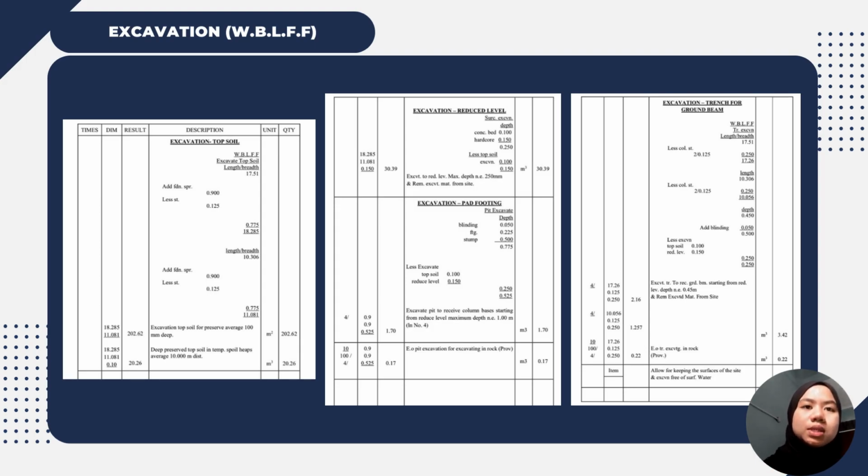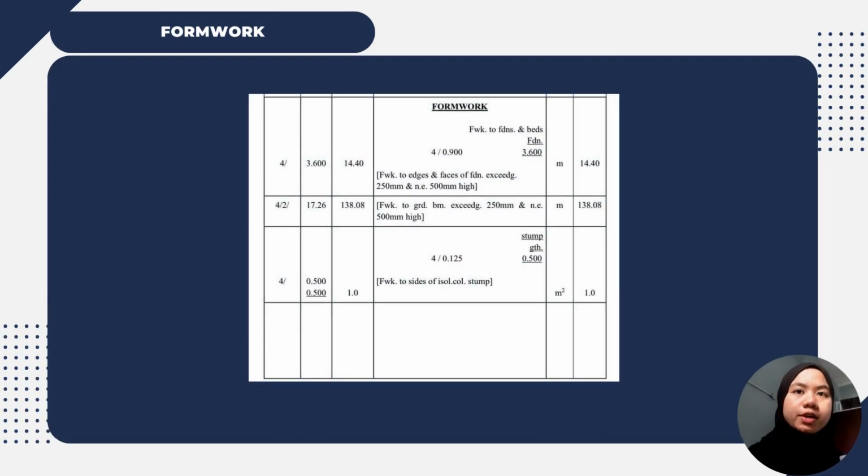From the excavation, we can see the excavation of trench, excavating in roof, is 0.22 meter cube. This item allows keeping the surface of the site and excavation free. For formwork to foundation and back foundation is 14.40 meter. Formwork to ground beam exceeding 250 mm and not exceeding 500 mm height is 138.08 meter.